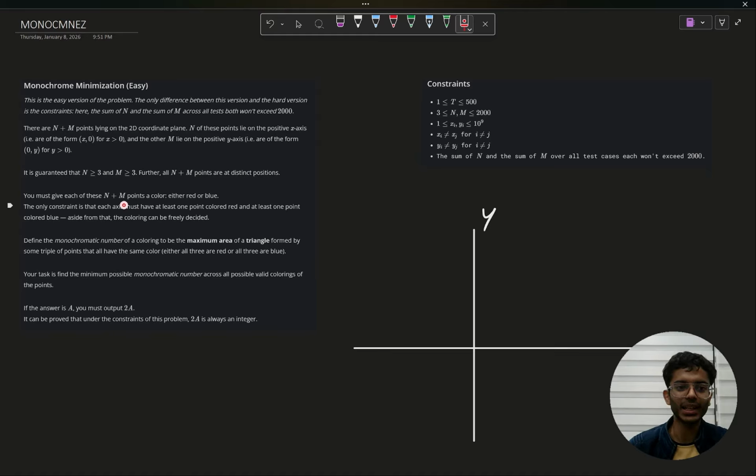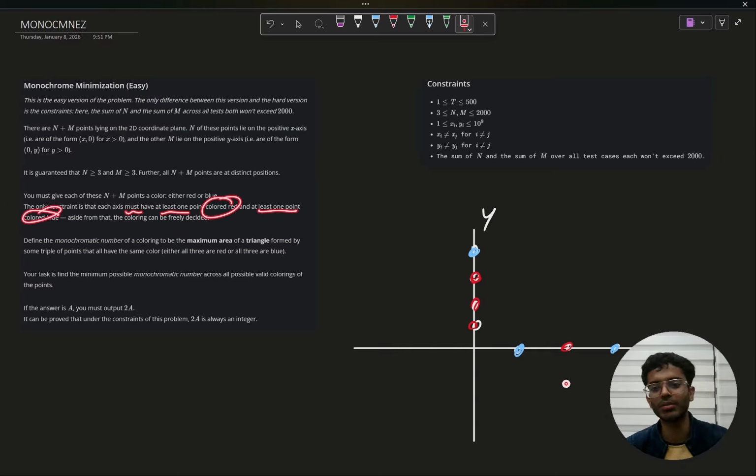Now we must assign a color, either red or blue, to each of these points. So if these are our points, then we must assign a color to each of these points. And the only constraint in assigning these colors is that there must exist at least one point colored red and at least one point colored blue on each of the axes. Besides that, we are free to decide the coloring.